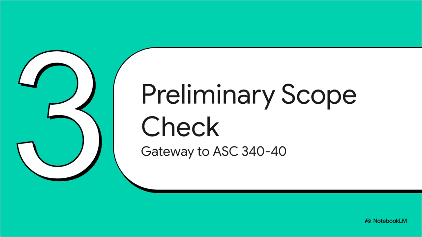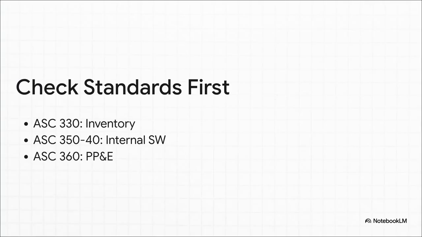Moving right along to part 3, the preliminary scope check. Think of this as the gateway to ASC 340-40. So we are now shifting over to path B, costs to fulfill a contract. But wait, before we even peek at the rules for capitalizing fulfillment costs under ASC 340-40, we have to pass a really important gateway. I want you to think of this initial step like a giant stop sign.